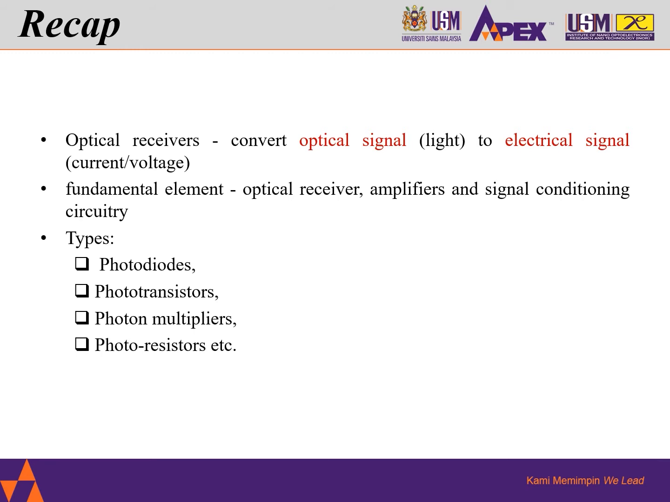It is a device, an optical receiver, which converts an optical signal, light, into an electrical signal, current or voltage. It is a fundamental element of optical receivers, amplifiers, and signal conditioning circuitry. There are several photodetector types, which include photodiodes, phototransistors, photomultipliers, photoresistors, and so on.